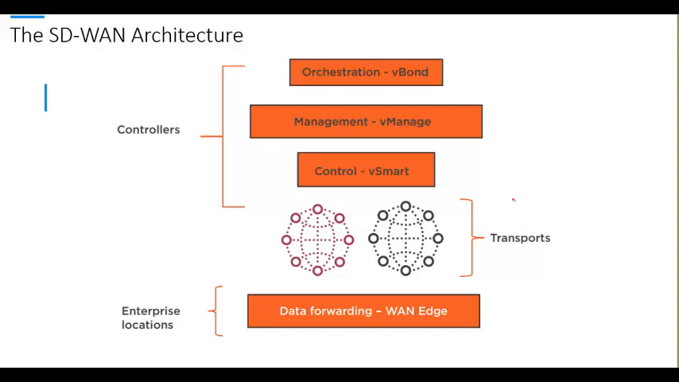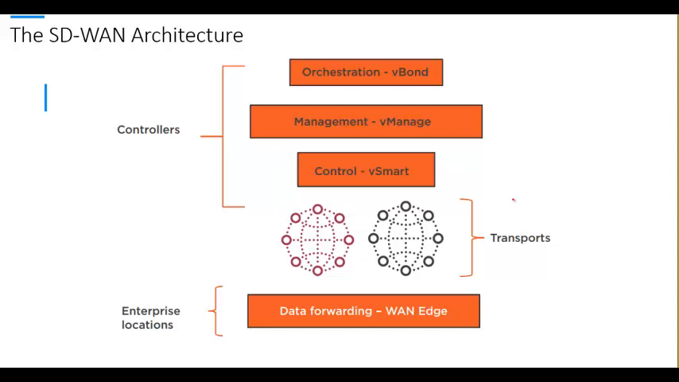Only based on what vBond decides, the vManage and vSmart will know how many edges we have. Our edges will know their owners. Edges will know their vManage and vSmart only through this vBond. So basically, he's the orchestrator.